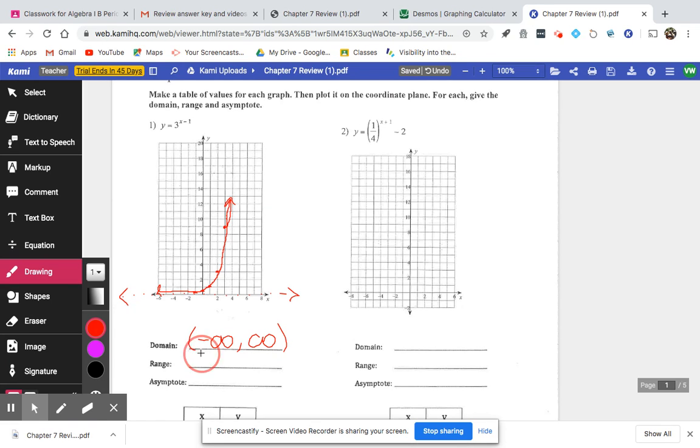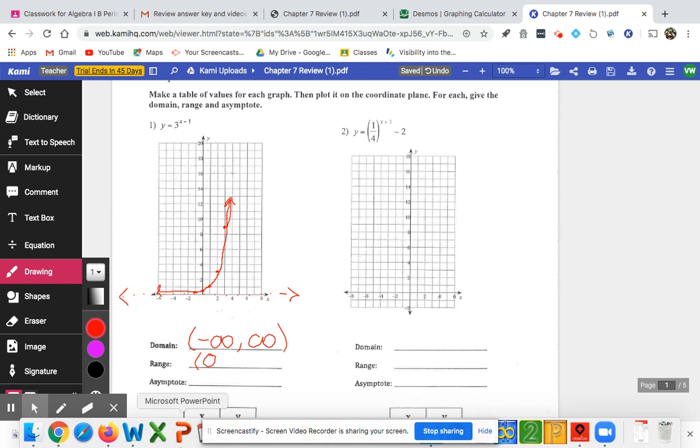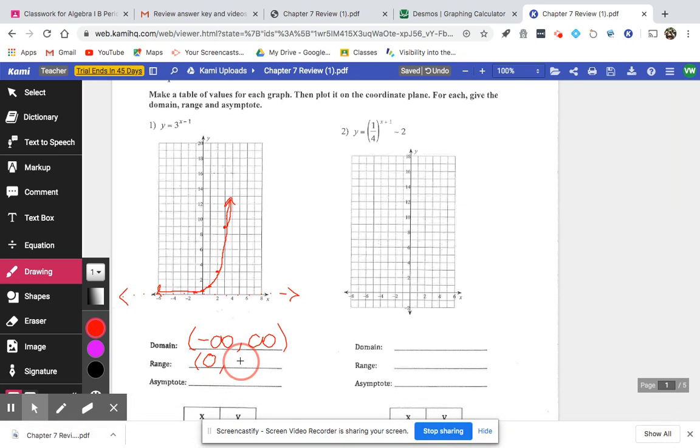Range, once again, interval notation. We have that asymptote, so we have to use parentheses. We can't use a square bracket in this case. So our lowest we can go is 0 without ever actually touching 0. And then we go to infinity. Now our asymptote, we just say y equals 0. And there we go. That's number 1 done.